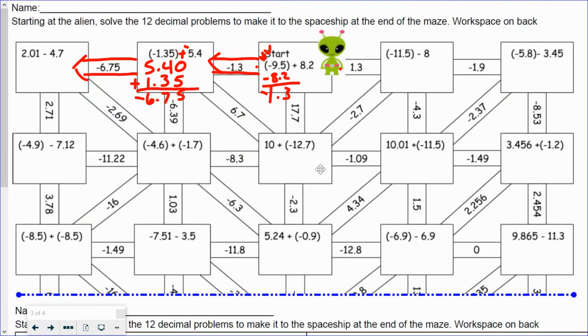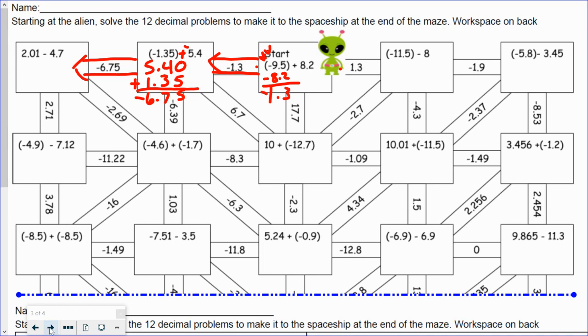So here is our maze that we're going to start. Same theory, you're still going to line up your decimals. You're going to have 12 of these that you do, and if you notice, I already did 2, so you only have 10 left to do. Make sure you line up your decimals. If it's subtraction, you have to add your opposite, and then make sure you follow the rules so you know if you have a negative or positive answer.